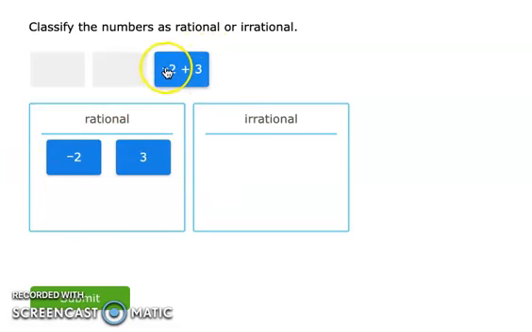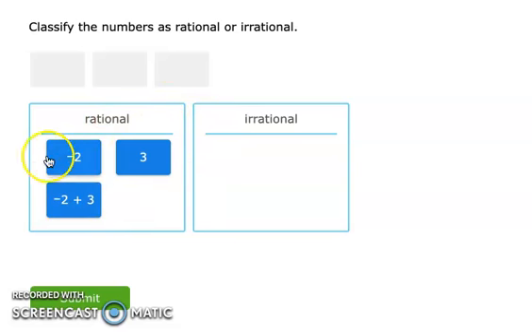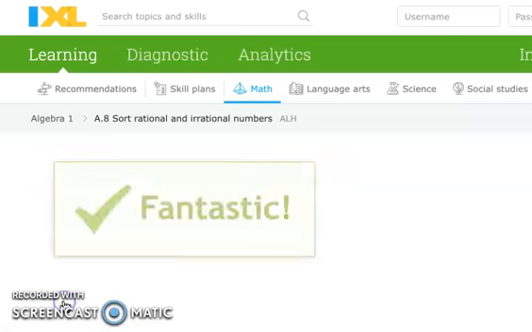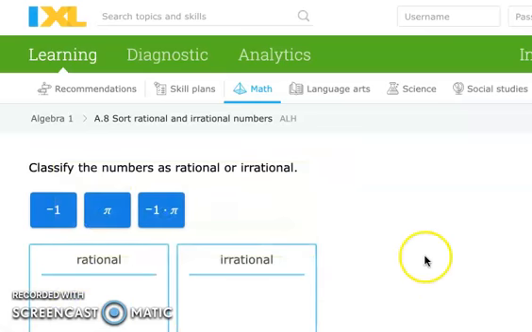And now we have -2 plus 3. If you still do not know how to add integers, you have 2 negatives and you have 3 positives. Opposites cancel each other, so we cancel 2 from each and we end up with +1. Therefore, this is also a rational number. So in this group, there are no irrational numbers. Let's submit, and that was correct.